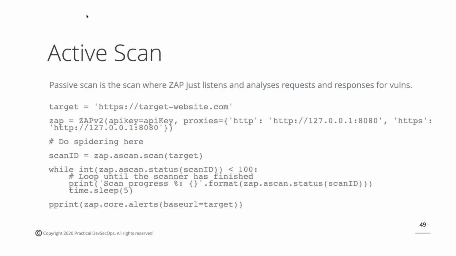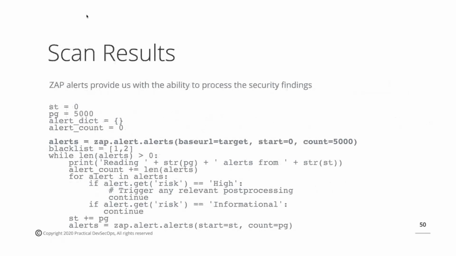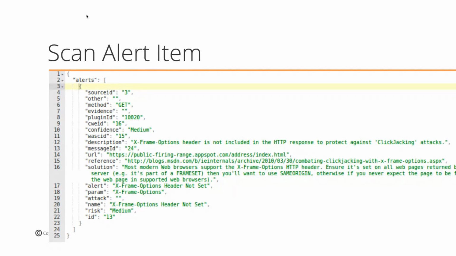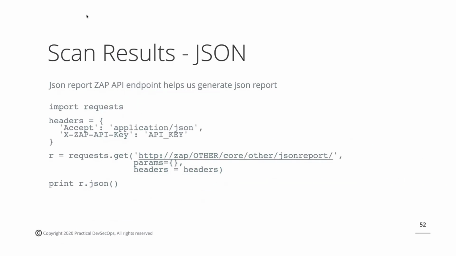Once again, these two lines, the scan ID and the while loop, is all it takes for you to automate the active scan. And once it reaches 100%, it kills off itself. And then we can print out the results using this. The line which is important here is this alerts, ZAP alerts something, and then it will give you the results. And this is how the result might look like in JSON format.